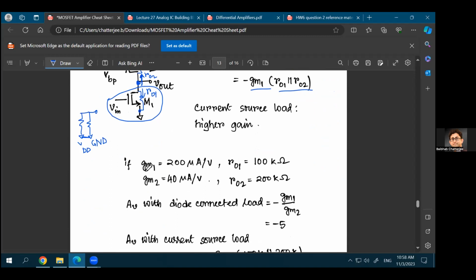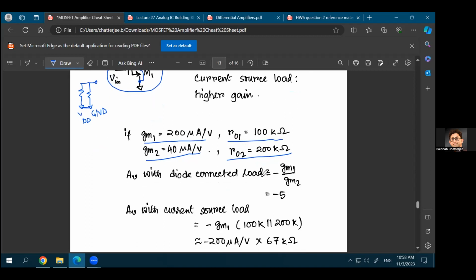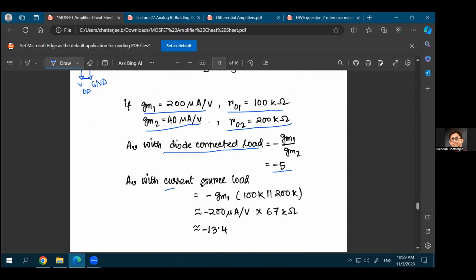This is just an example: if your GM1 is 200 microampere per volt, RO1 is 100 kilo ohm, GM2 is 40 microampere per volt, and RO2 is 200 kilo ohm. With direct connected load, the gain will be the ratio of the GMs. The ratio of GM1 over GM2 is just -5 if you had a direct connected load. If you have current source load, the gain will be minus GM1 times the parallel combination of the 100 kilo ohm and 200 kilo ohm RO. And the parallel combination of 100 and 200 will be 67 kilo ohms or so. And in that case, you'll get a gain of about 13.4, which is larger than the previous scenario, which had a gain of 5.